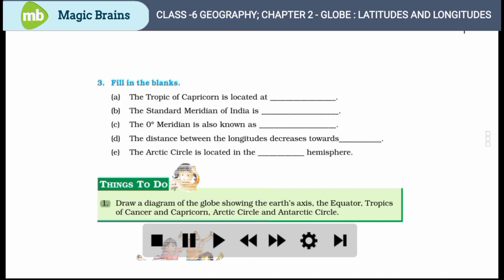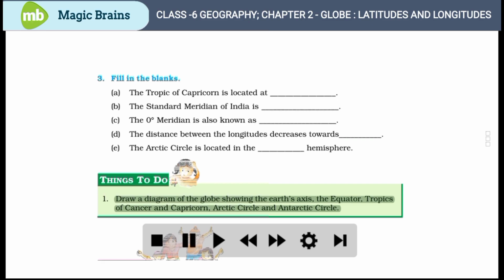Things to do. 1. Draw a diagram of the globe showing the Earth's axis, the equator, Tropics of Cancer and Capricorn, Arctic Circle and Antarctic Circle.